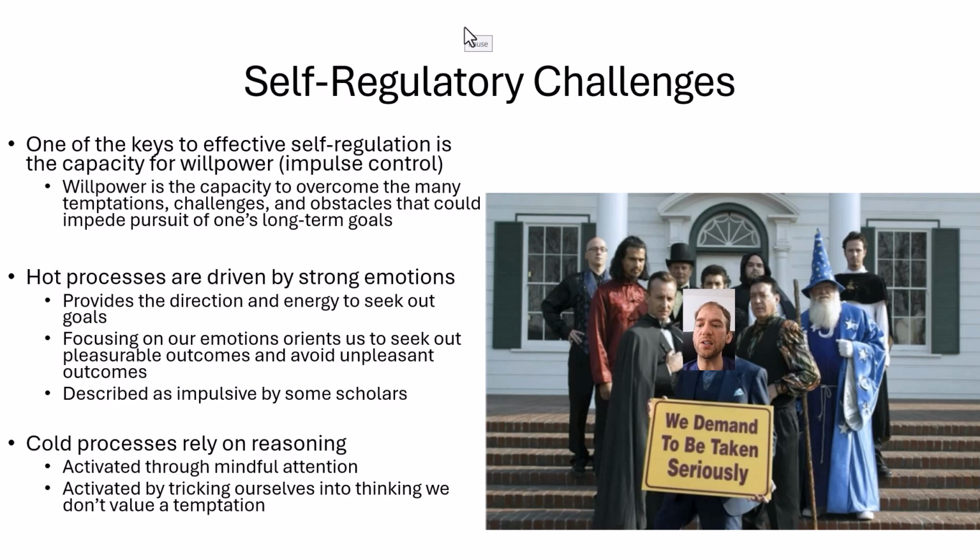One of the keys to effective self-regulation is the capacity for willpower. That is impulse control. Willpower is the capacity to overcome the many temptations, challenges, and obstacles that could impede pursuit of one's long-term goals. There are other constructs that are very similar. Grit, for example, and there's not a clean definition of these constructs. So for the purpose of our class, willpower, we're going with.